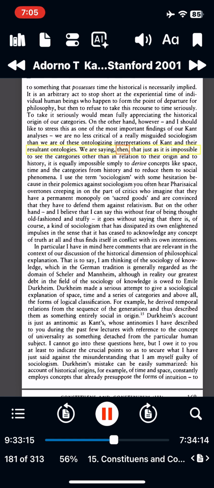We are saying, then, that just as it is impossible to see the categories other than in relation to their origin and to history, it is equally impossible simply to derive concepts like space, time and the categories from history and to reduce them to social phenomena. I use the term sociologism with some hesitation because in their polemics against sociologism you often hear pharisaical overtones creeping in on the part of critics who imagine that they have a permanent monopoly on sacred goods and are convinced that they have to defend them against relativism.